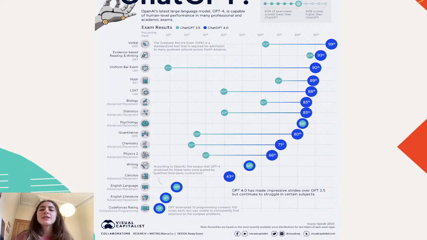But these results and these benchmark tests, even though it's not completely accurate to just test ChatGPT based on tests, I do think it's interesting. It does show that ChatGPT does perform very well in some tests and doesn't perform very well in others.